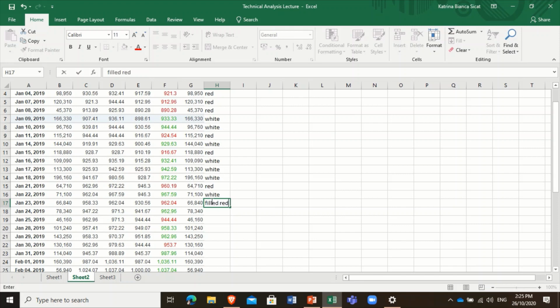candlestick. Now this one is different. So sabi sa inyo, it's a filled red. And this one is 962.96. Okay? Almost. Konting-konti na lang. Magtutugma na. Ngayon, what if it's unchanged?